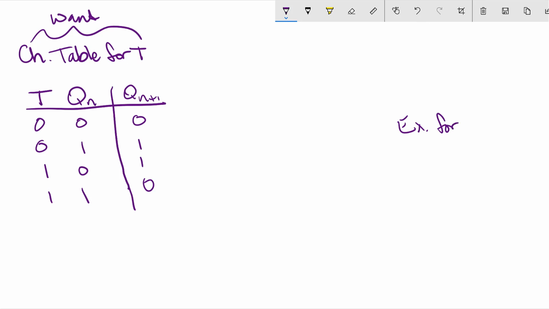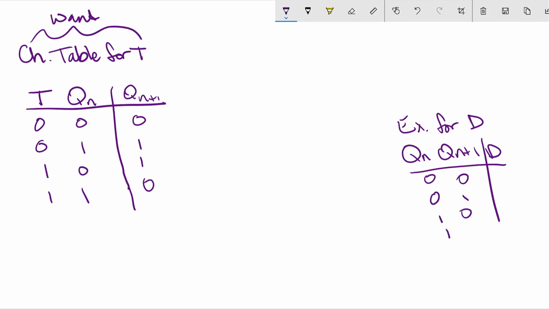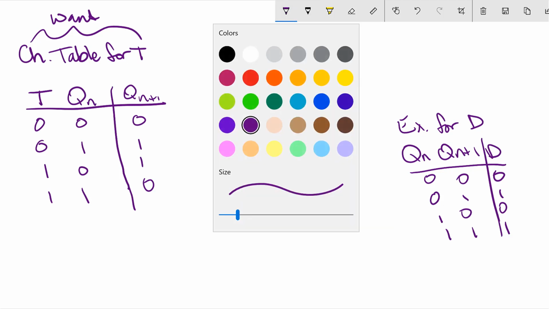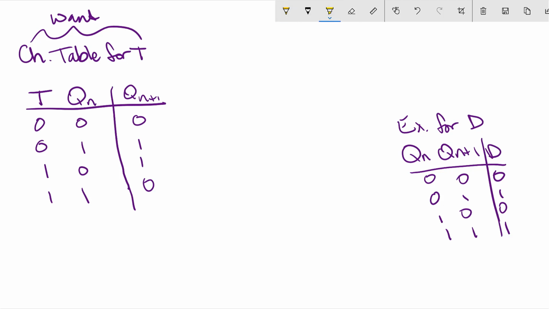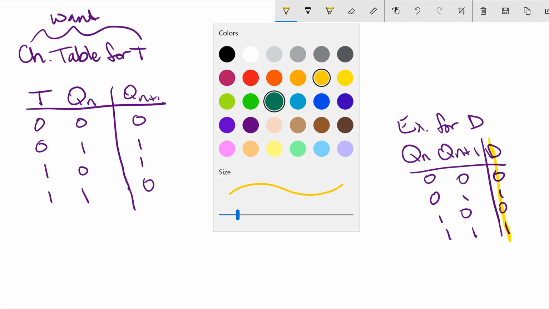So the excitation table for D, so it was Qn, Qn plus 1, and then we had D: 0, 0, 0, 0, 1, 1, 1, 0, 1, 1, and that was 0, 1, 0, 1. Okay, so basically what we're doing is we're going to transfer this stuff over to here. Let me pick a different color. Maybe I'll write it in green.